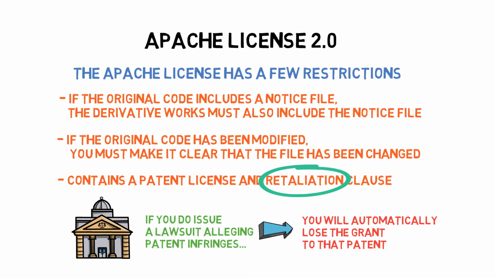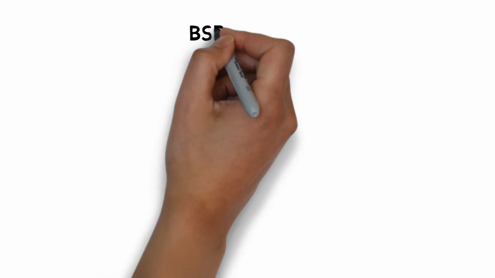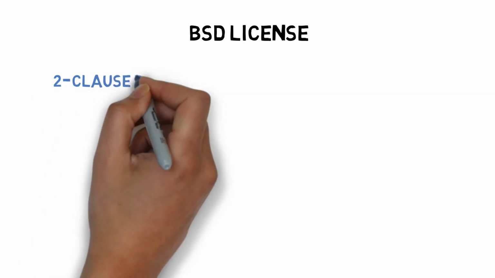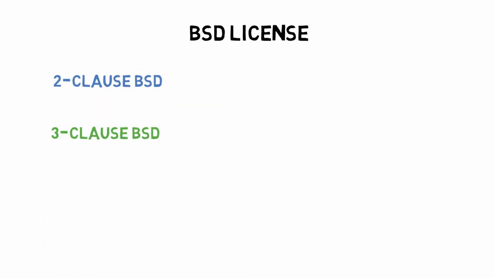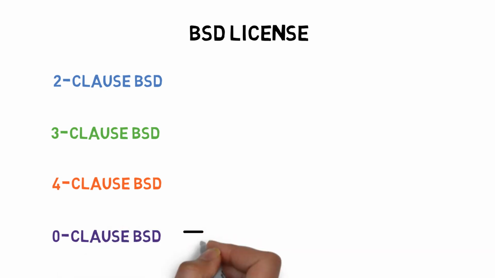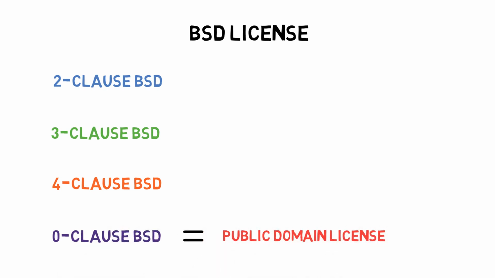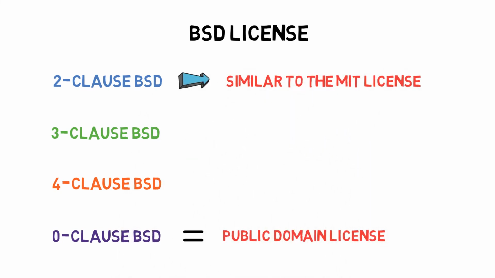Another popular permissive open source license is the BSD license, and there are different versions of BSD licenses containing different numbers of clauses, namely 2 clauses, 3 clauses and 4 clauses. There is also a 0-clause BSD license which is identical to a public domain license. The 2-clause BSD license is very similar to the MIT license.